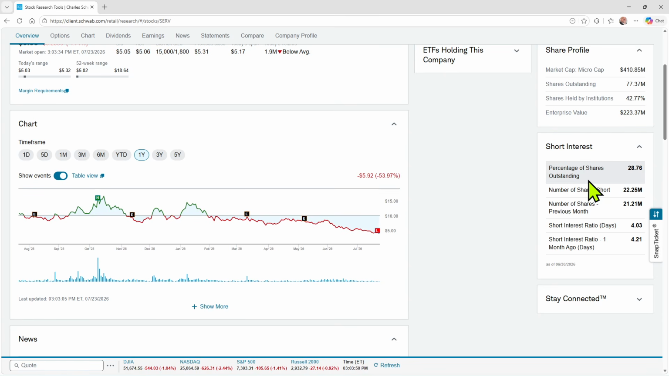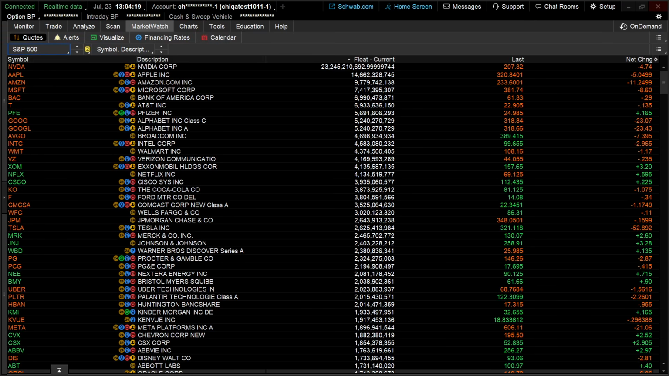So what's the inverse relationship here? A higher percentage of shares outstanding is an indication of a lower float. A smaller percentage of shares outstanding is an indication of a higher float. With me so far? It's a little bit easier to see that on the Thinkorswim desktop software platform. So now that we've got that information here on Schwab.com, let's pop over to the Thinkorswim desktop software platform.